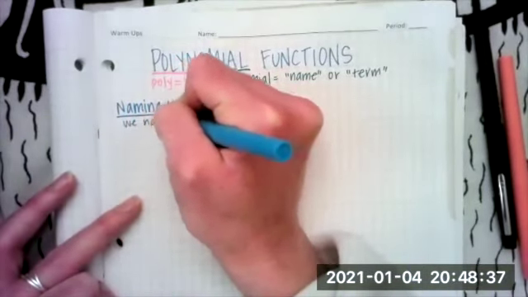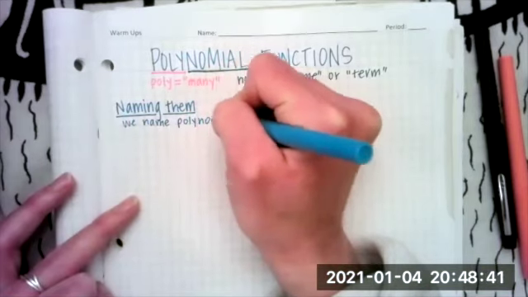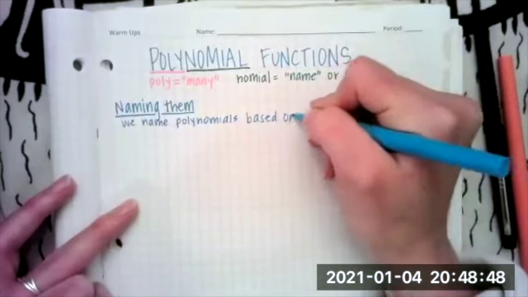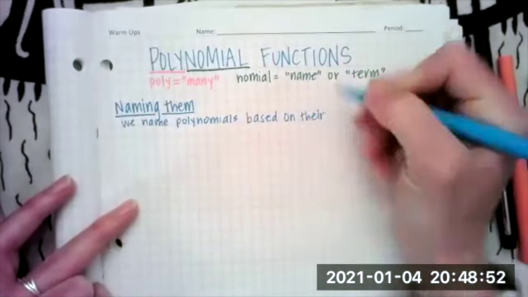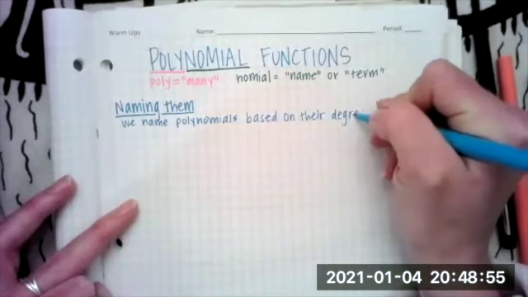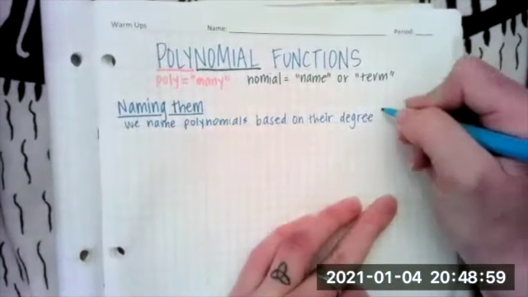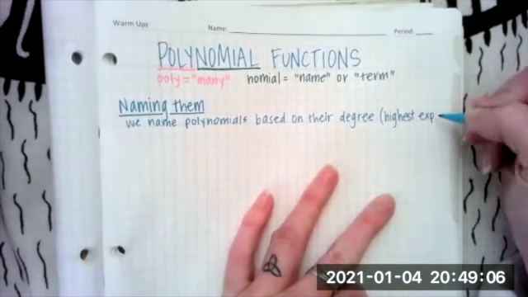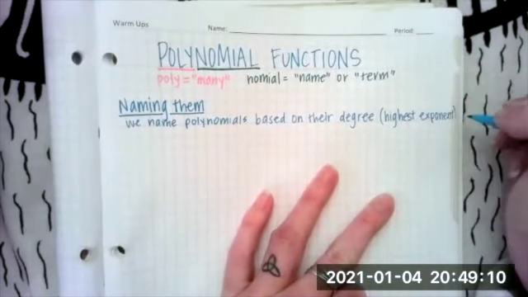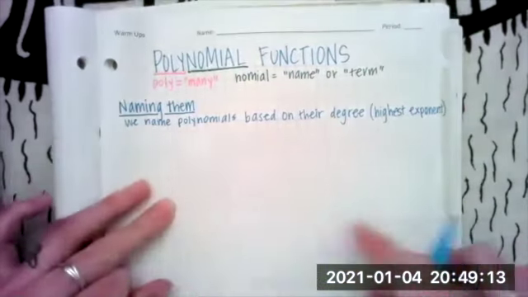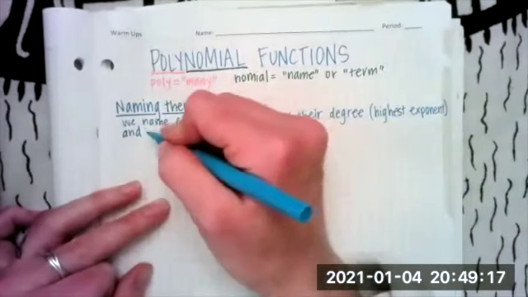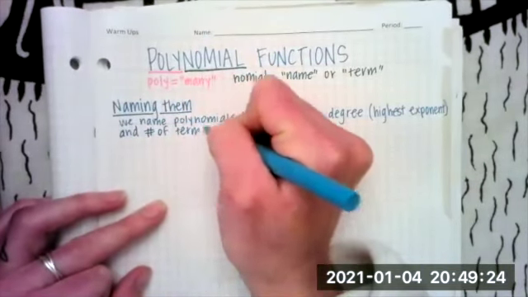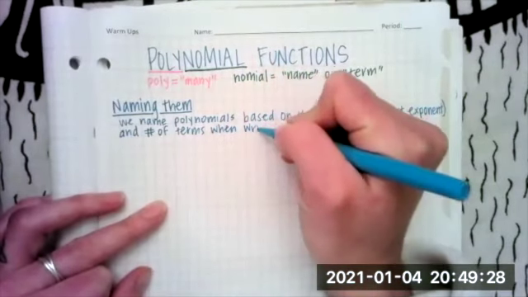We name polynomials based on their degree. And when we say degree, we're referring to the highest exponent and the number of terms. We name polynomials based on their degree and number of terms when written in standard form.